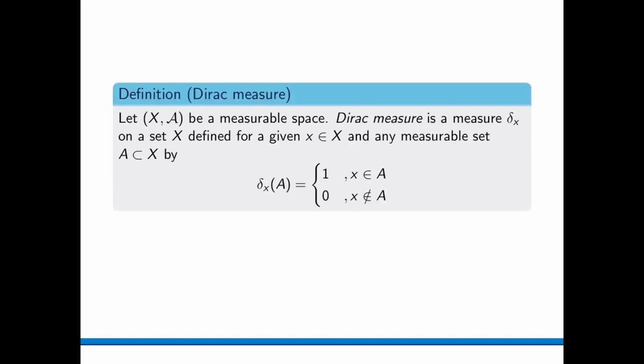Okay, next definition is the Dirac measure. It's also an example of a measure, but it's very important to our later results. So the Dirac measure, as before, is given on a measurable space with set X and sigma algebra A. The Dirac measure has a parameter called x, and it maps any set containing x to 1, and any set not containing x to 0. This is how the Dirac measure is defined.